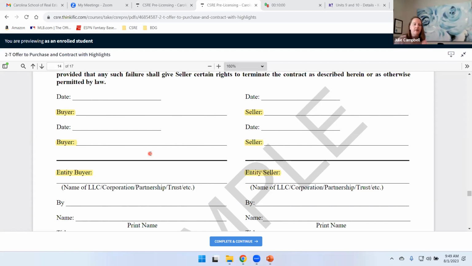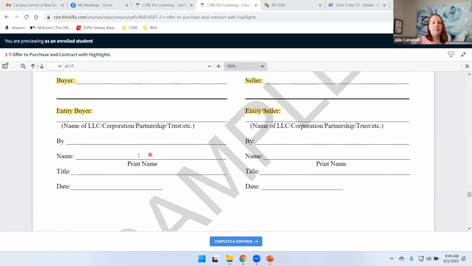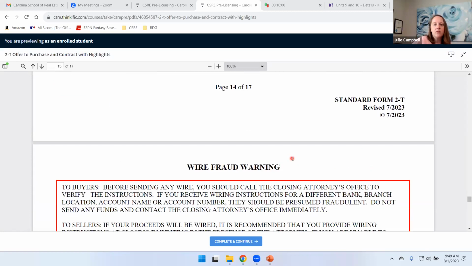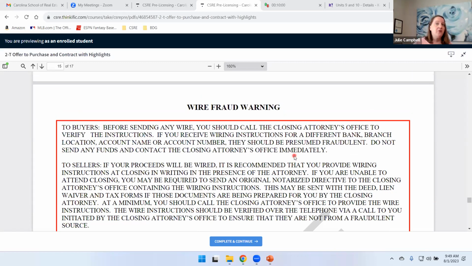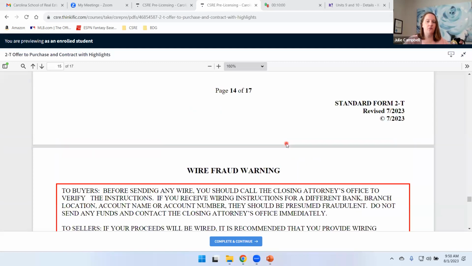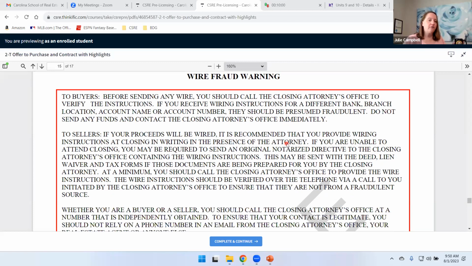If you're a buyer, seller, and an entity, there's going to be a representative of the entity that can sign on behalf of the LLC. The rest of this is still important, but it's not an actual piece of the contract. We signed the contract on page 14. Here's our wire fraud warning. We saw these when we looked at our listing agreements.